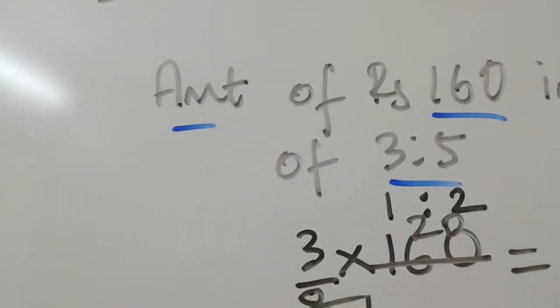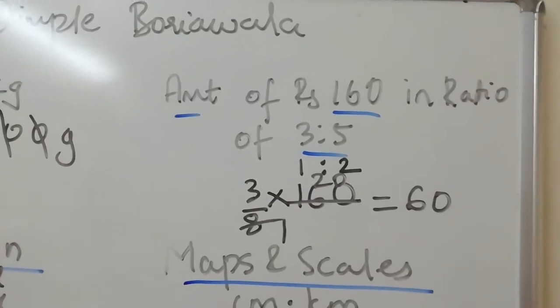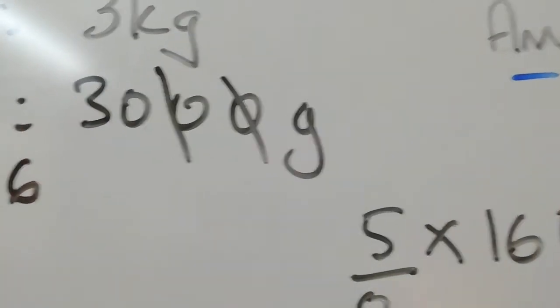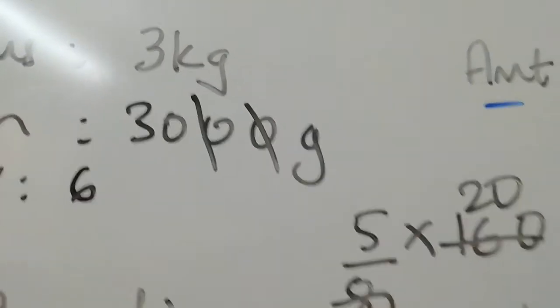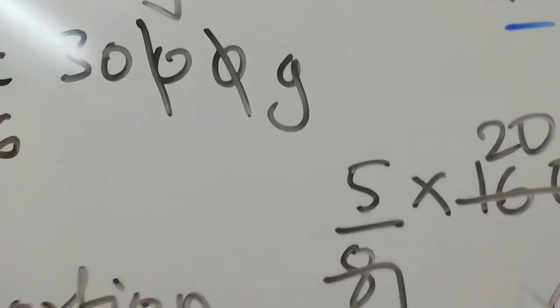So how much is the first friend getting? 60. What will be the proportion of the second friend? Same thing, 5/8 into 160. We already know that this is 20. So how much will the second friend get? 5 times 20, which is 100.